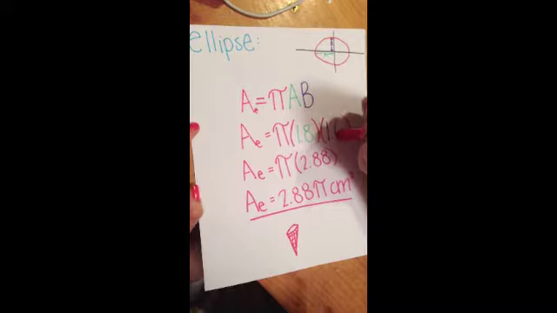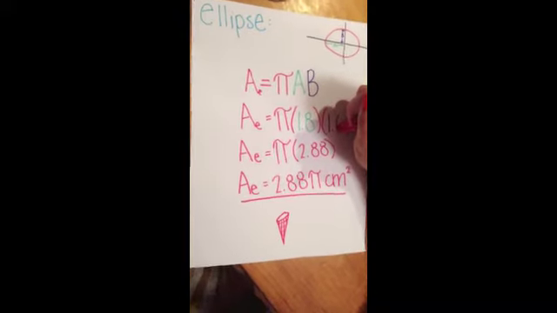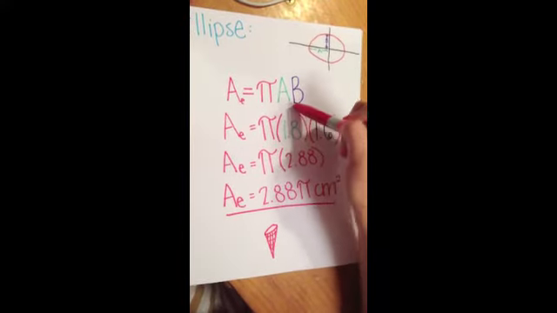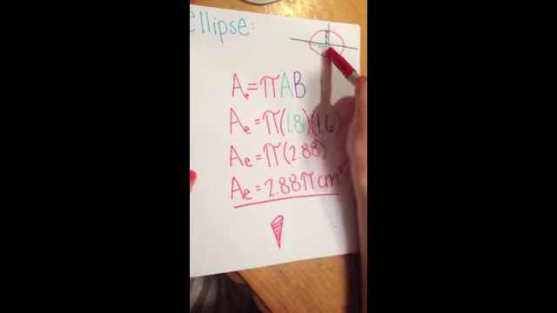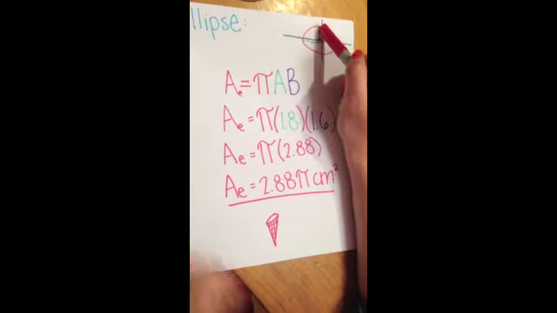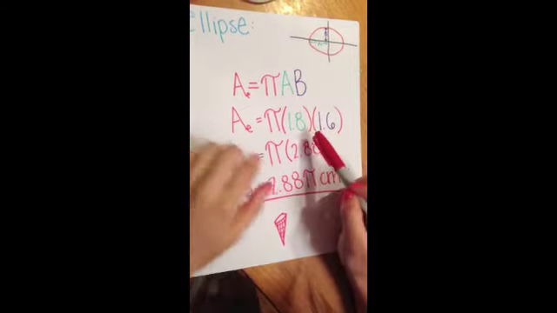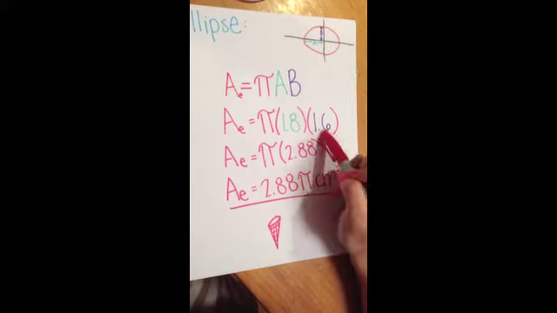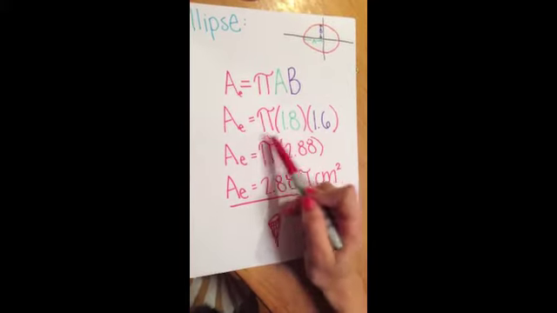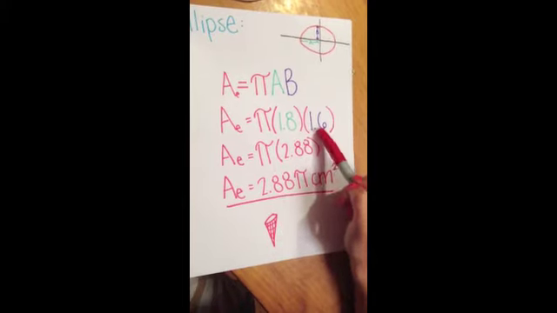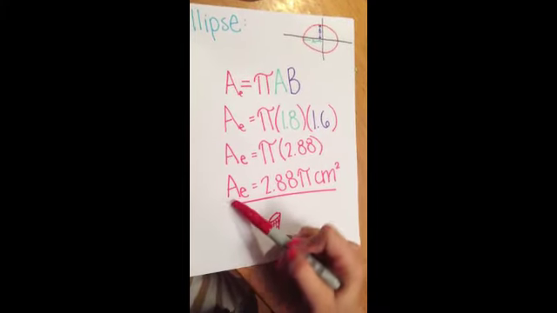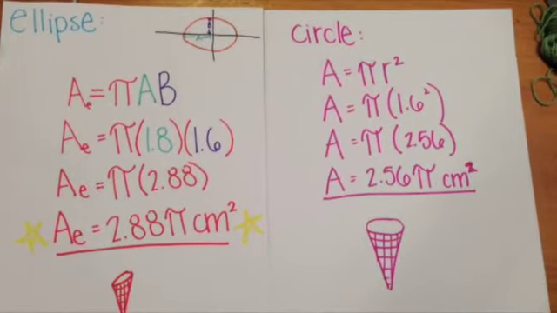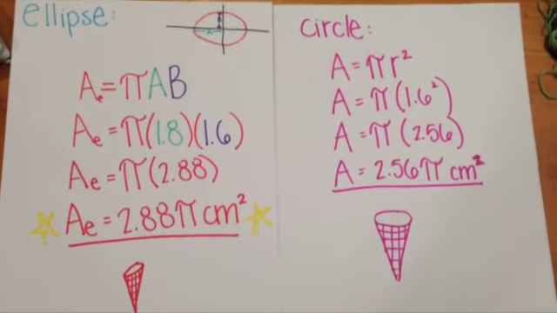Now let's find the area of the elliptical ice cream cone. The formula for an ellipse is area equals pi times a times b, where a is the semi-major axis and b is the semi-minor axis. In this case, the semi-major axis is 1.8 and the semi-minor axis is 1.6. So the area is pi times 1.8 times 1.6. This comes down to the area of the ellipse equals 2.88 pi centimeters squared. So, as you can see, the elliptical ice cream cone has a greater surface area.